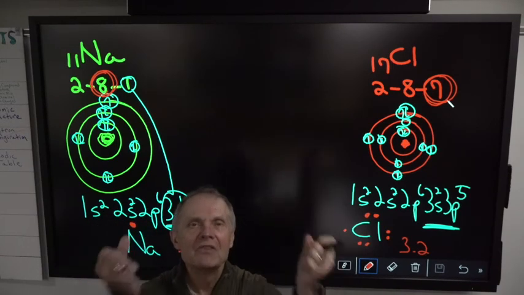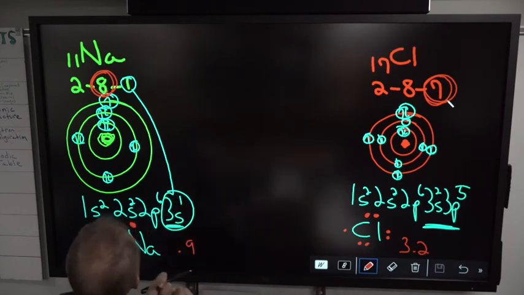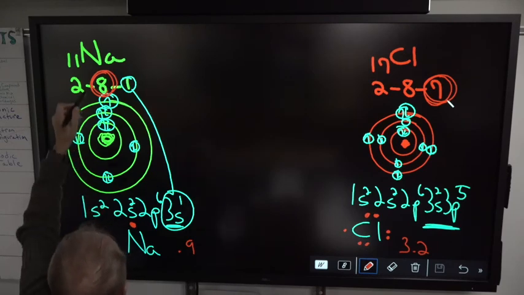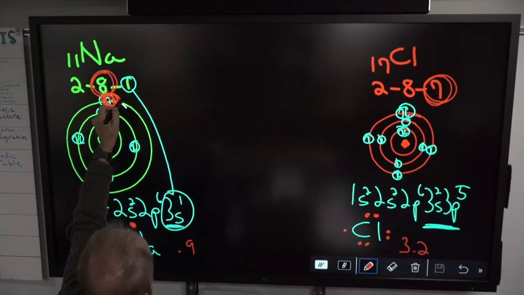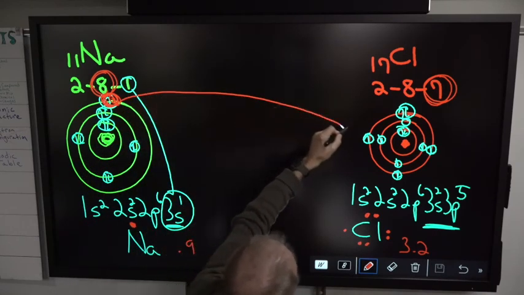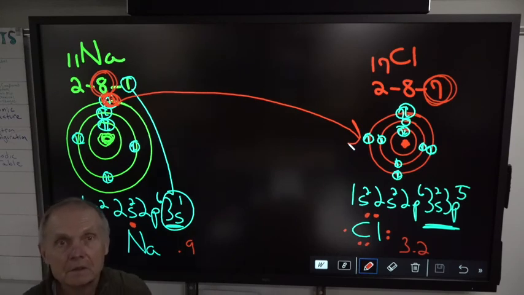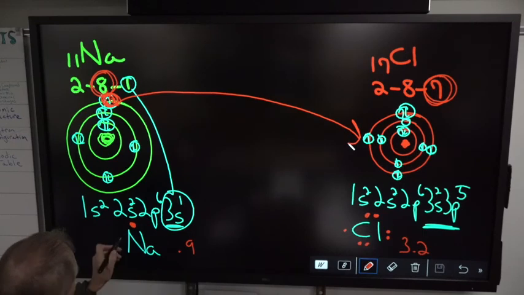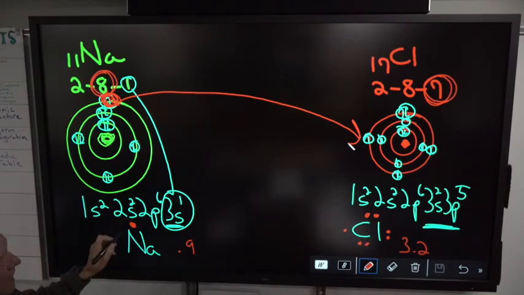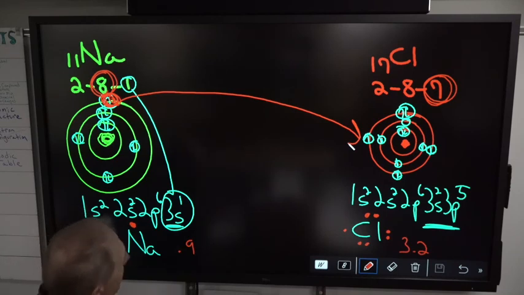But remember, they have to collide. And once they collide, chances are, this 1 electron right here will probably get stolen by the chlorine right there. Okay? So now what's going to happen is this. Sodium's going to lose that 1 electron. Chlorine's going to gain that 1 electron. So what will happen is this.